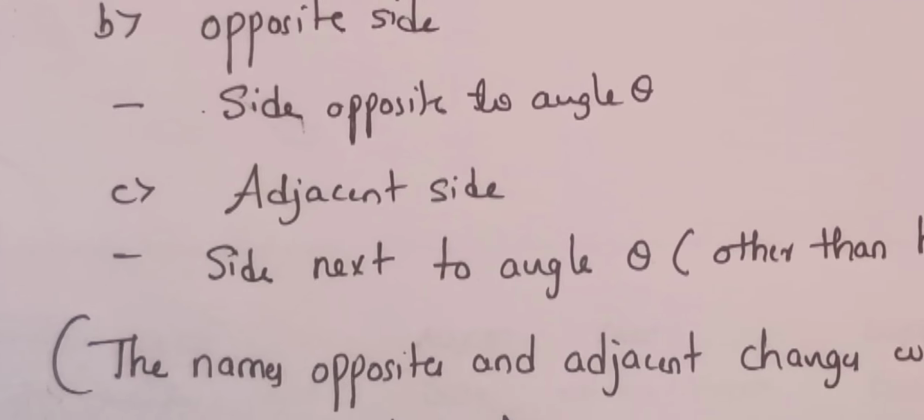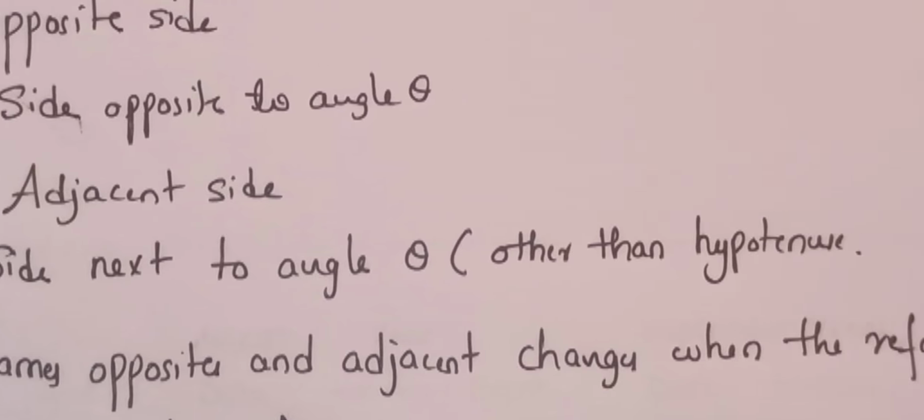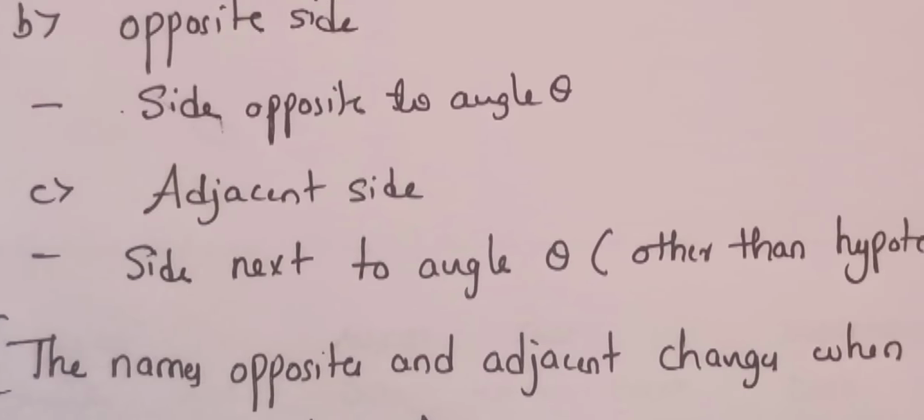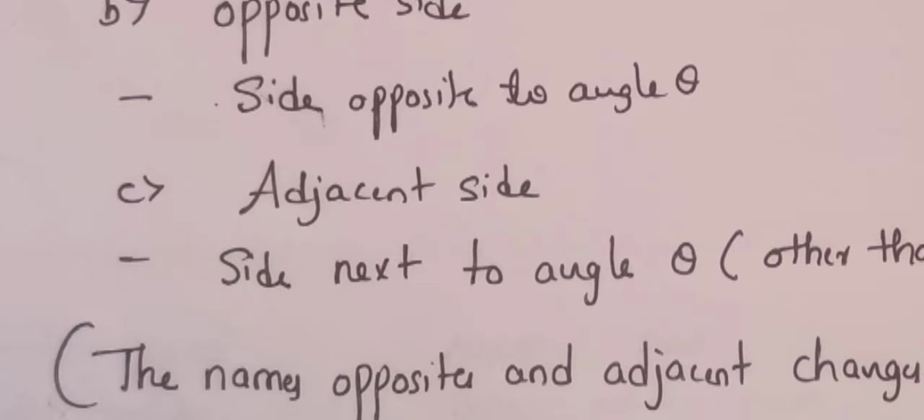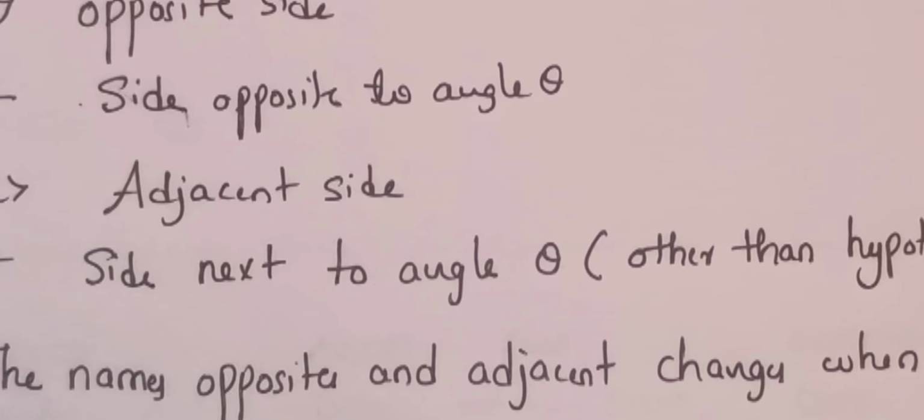The third one is the adjacent side. You know the opposite side and the hypotenuse, the longest one. So the only remaining side is the adjacent side. It is the side next to the angle theta. We have two sides coinciding at C, and they create the angle theta. The side next to the angle theta is called the adjacent side, that is BC.